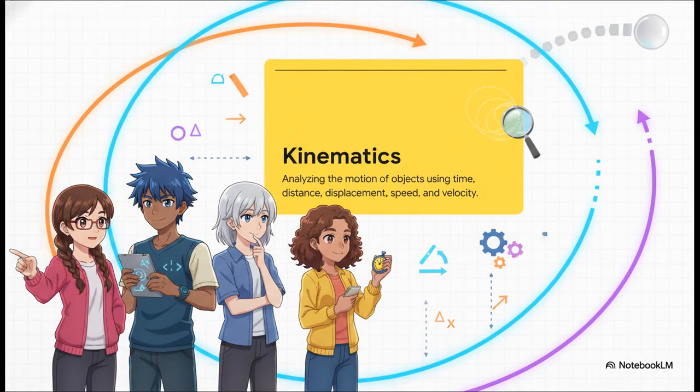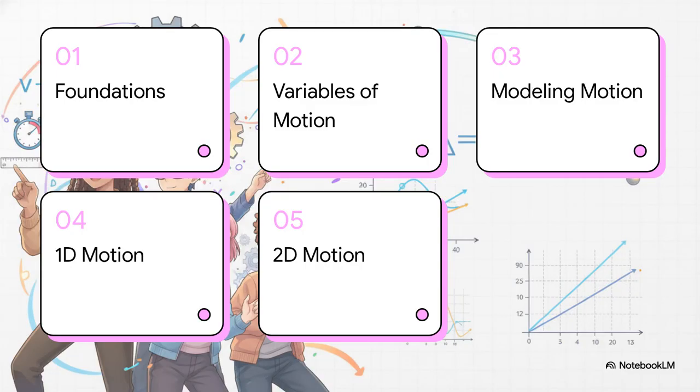Okay, let's dive into this. What we're really talking about here is kinematics. Essentially, kinematics is the science of analyzing the motion of objects using a foundational set of variables and models. It is the pure description of how things move, without worrying at all about the forces that actually cause the motion in the first place. We're just looking at the what and the how of movement. By mastering kinematics, we gain this incredible ability to freeze time, analyze the mechanics of a moving object, and accurately project its future path. Here is our quick roadmap for today's explainer.